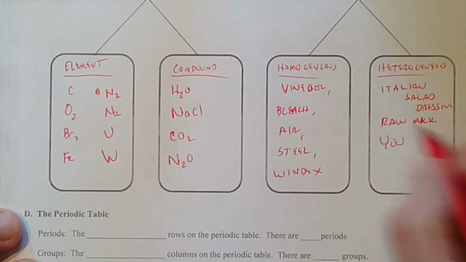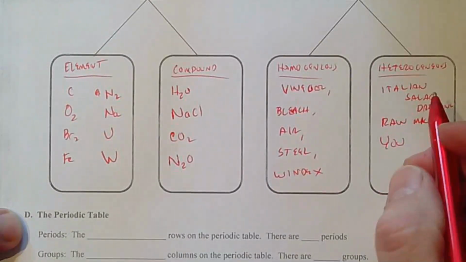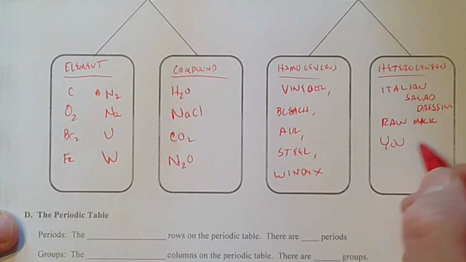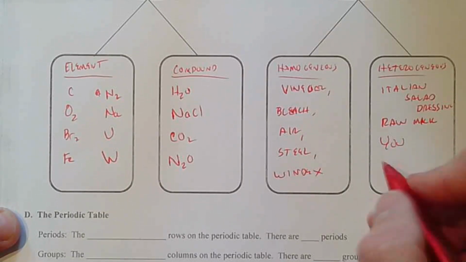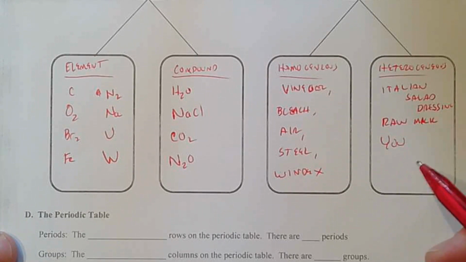You are a heterogeneous mixture. Whether you're just looking at the exterior of your body, your skin and whatnot, you do not look the same throughout. Even if you take a cross section of you, you do not look the same throughout. Most organisms are definitely a heterogeneous mixture of things. That's pretty much it. So if it doesn't look the same throughout, it is heterogeneous. If it does, then it is homogeneous.